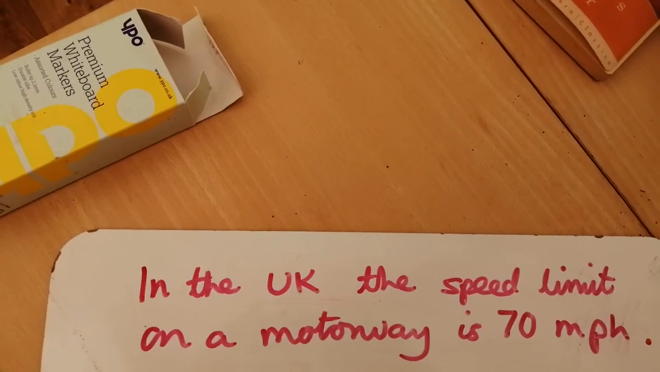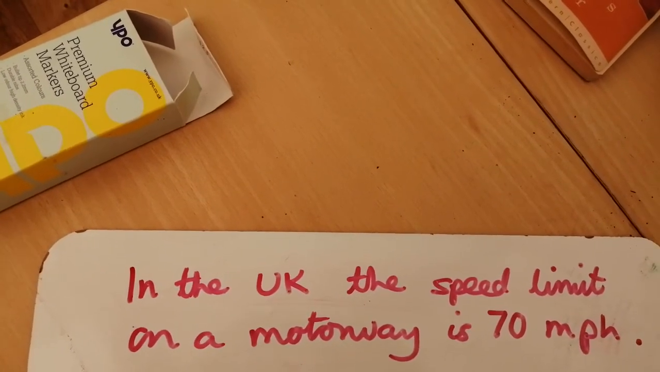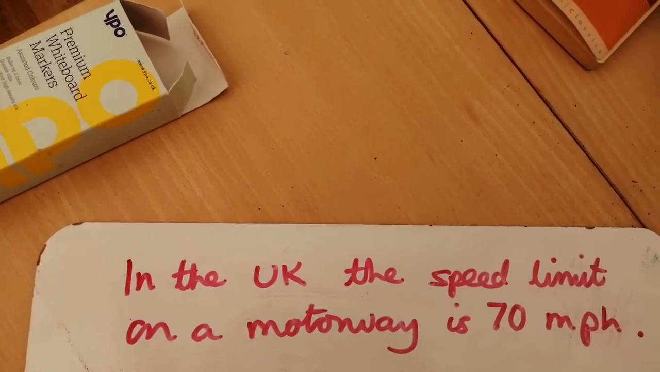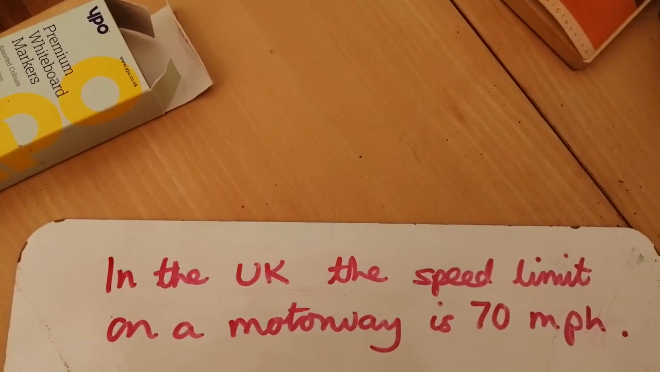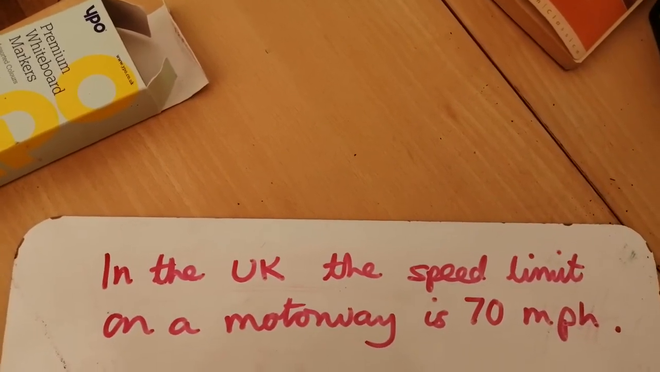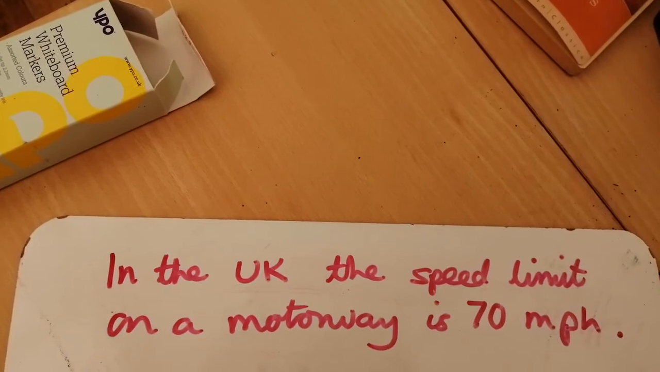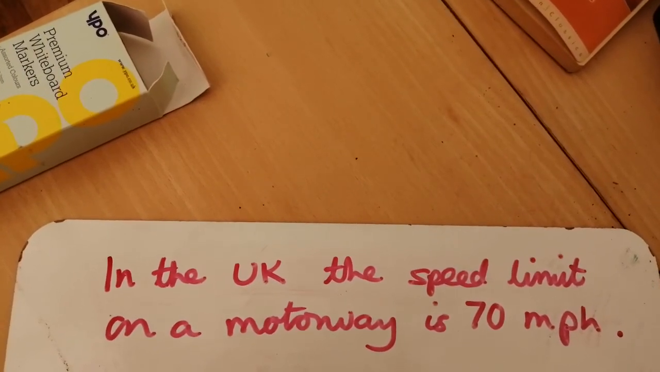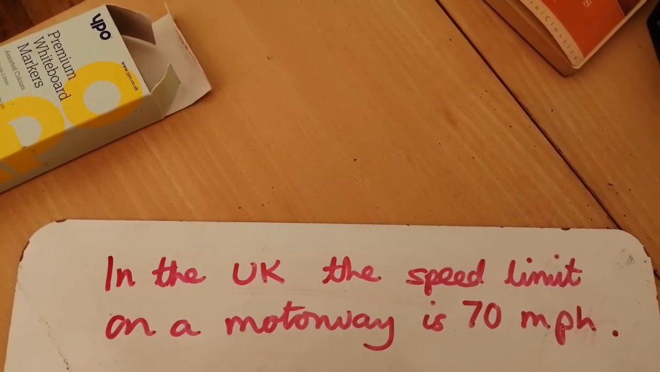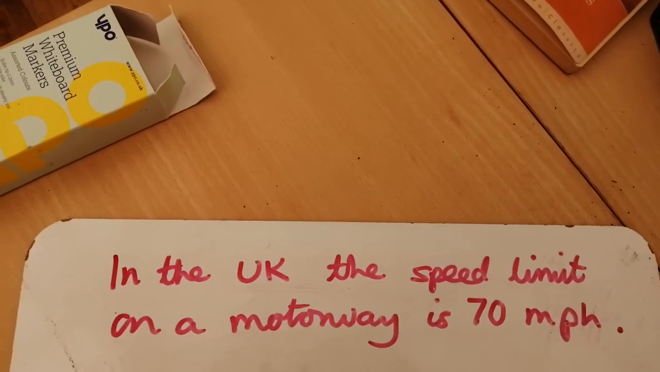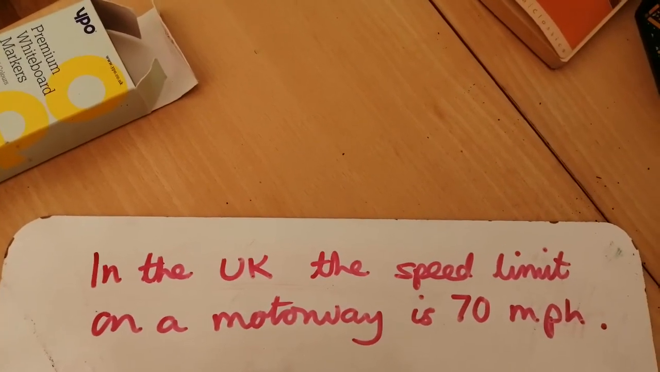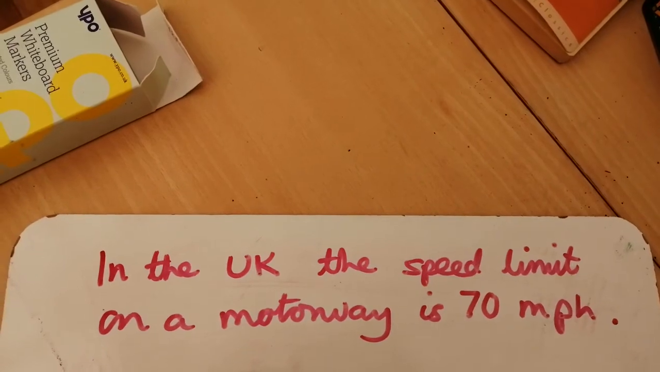Here's an example of when you might actually need to use this in real life if you're going on holiday. Because in the UK, our speed limit on a motorway is 70 mph. That stands for miles per hour. So at that speed, you would travel 70 miles for every hour that you drive. And our speedometers in the car show miles per hour.